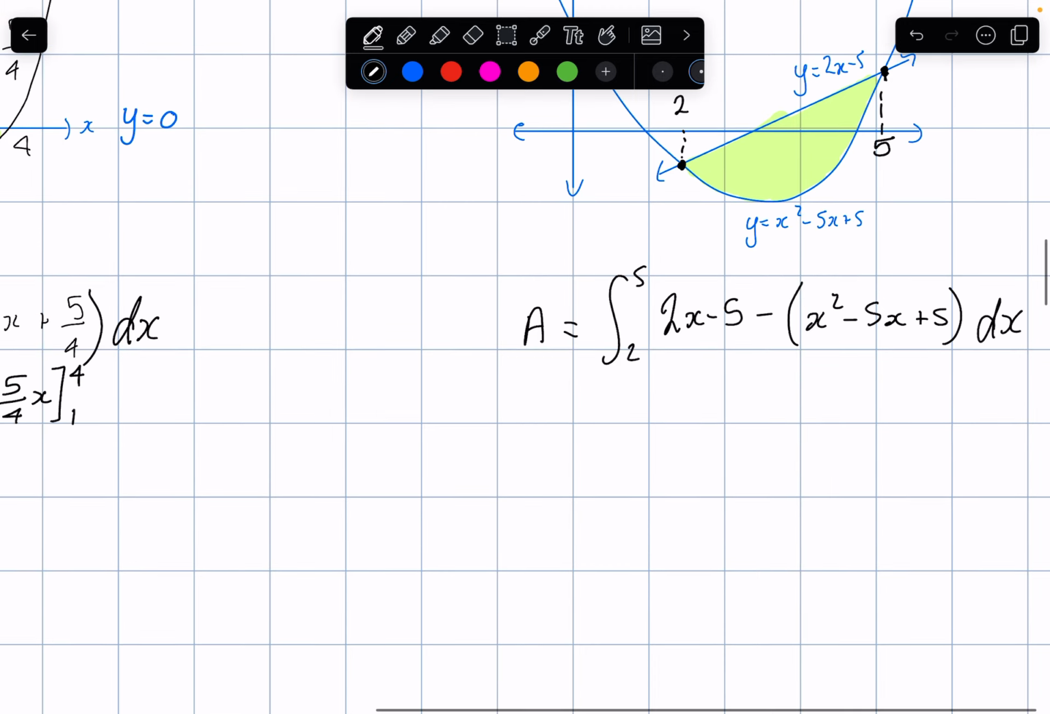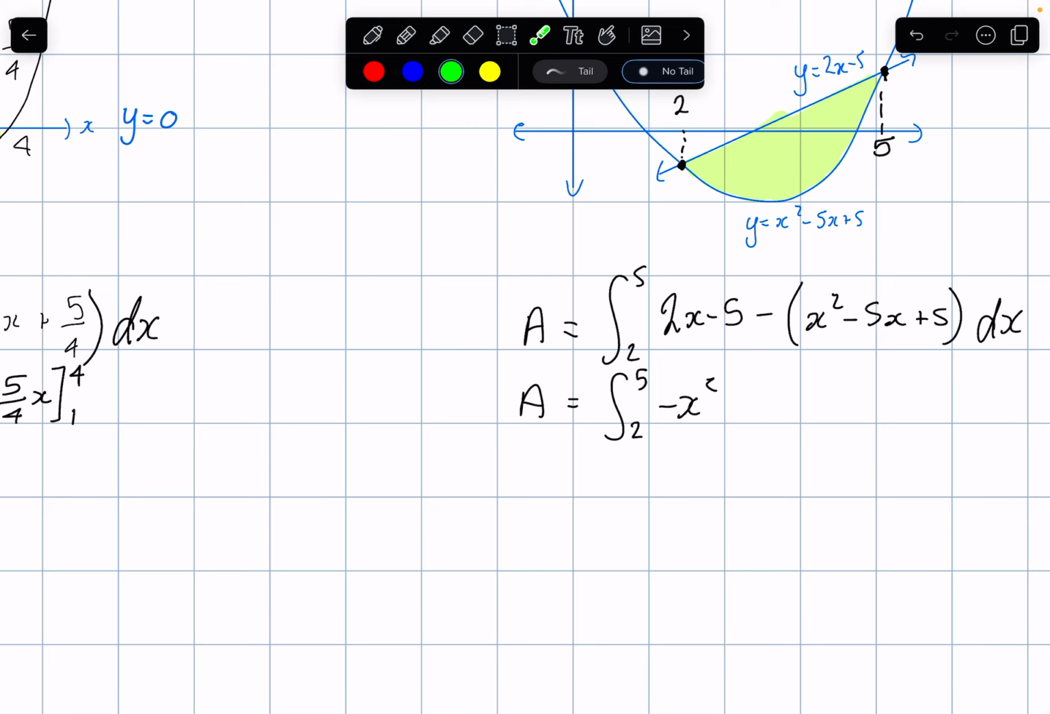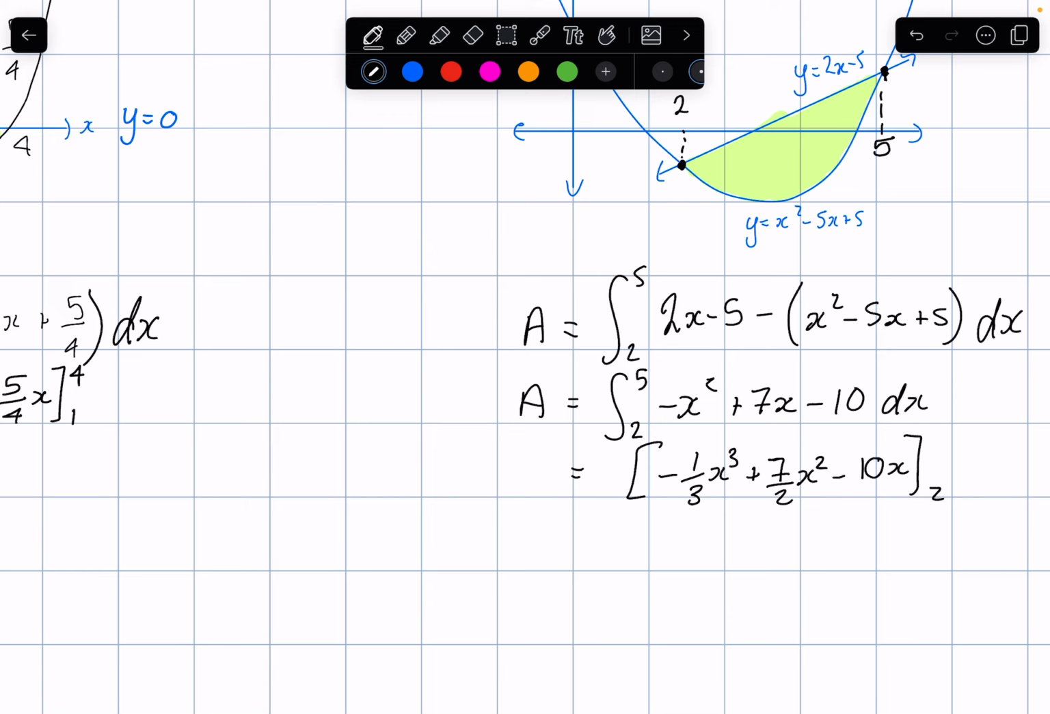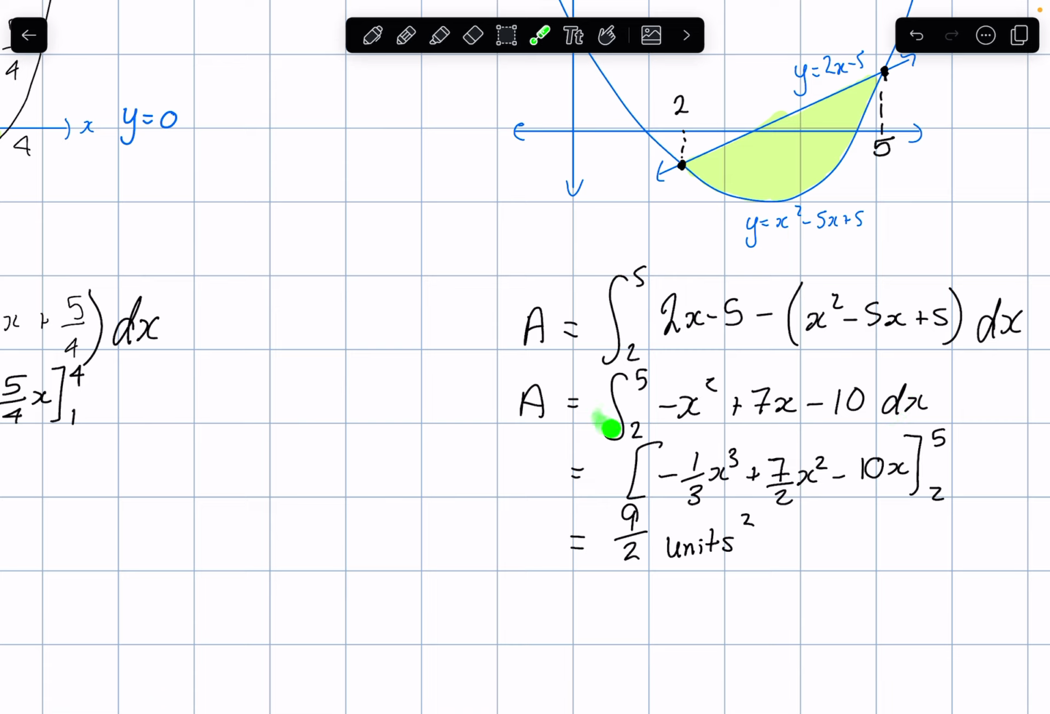Okay, so again, let's just have a look at what this looks like simplified. So A equals the integral from 2 to 5. Now I've got negative x squared. I have 2x minus negative 5x, which is 7x. And then negative 5, take another 5, is negative 10 dx. And again, I'll do the part where we get to the fundamental theorem of calculus, and then I'll just use my calculator for the example and the answer. So I've got negative 1 on 3x cubed plus 7 on 2x squared take 10x. And that's going to be solved from 2 to 5, and that actually gives me 9 over 2 units squared. All right, so we can see how that works out. So I've put this part into my calculator.